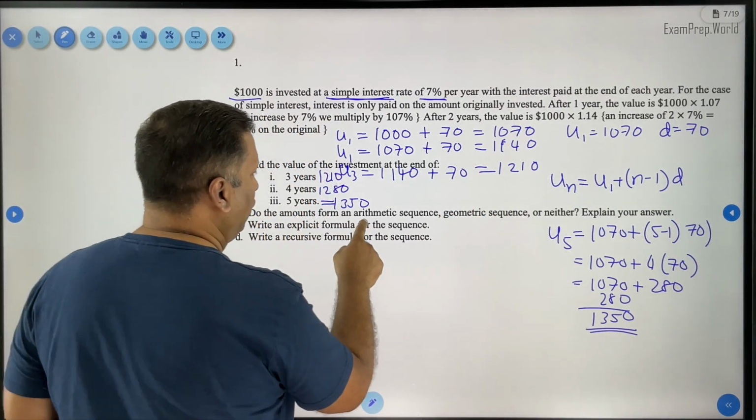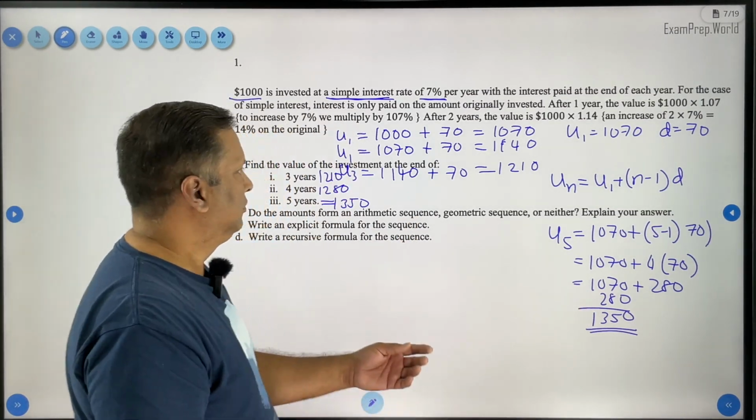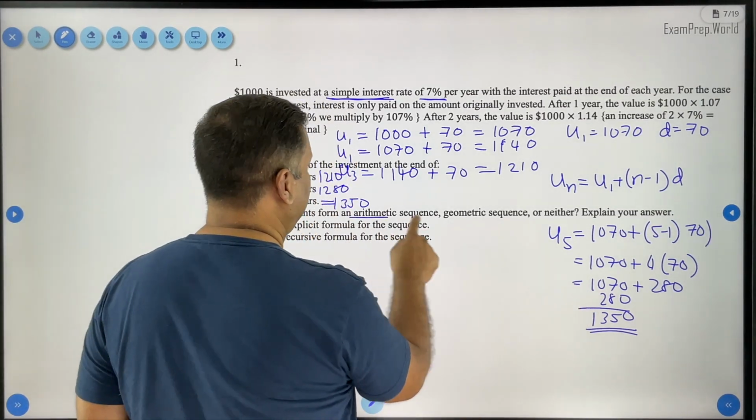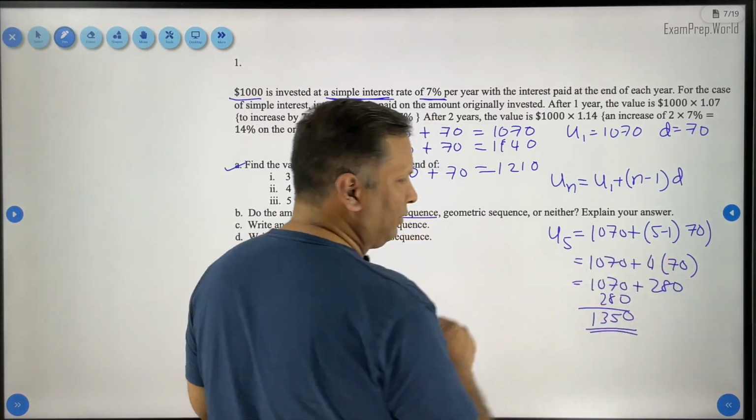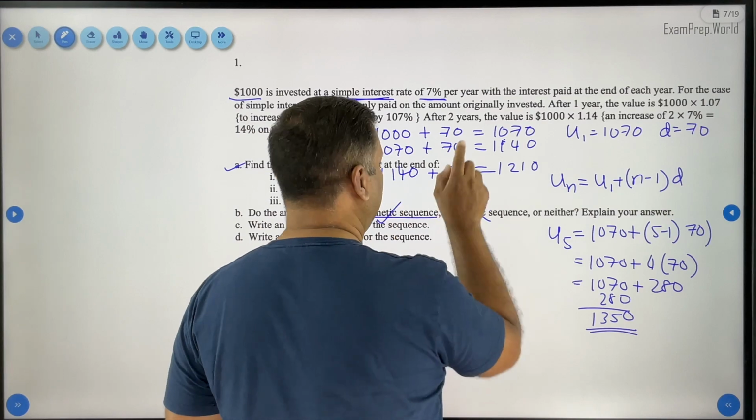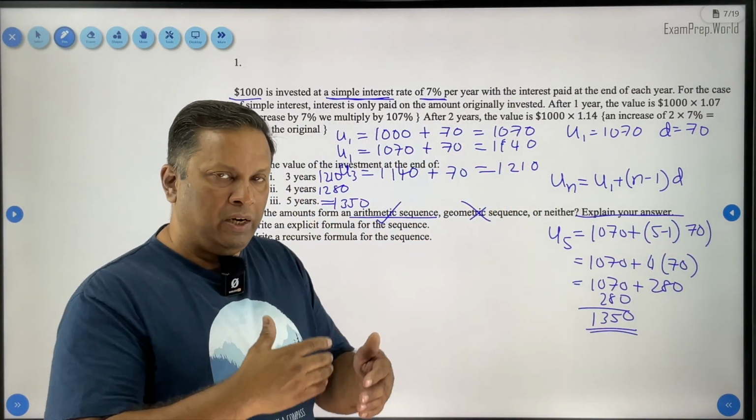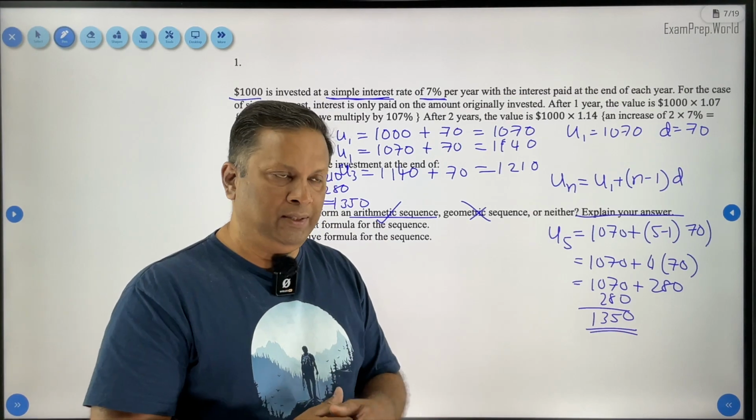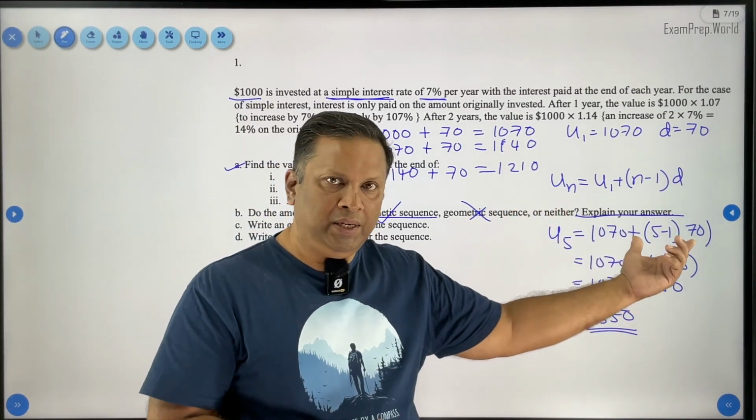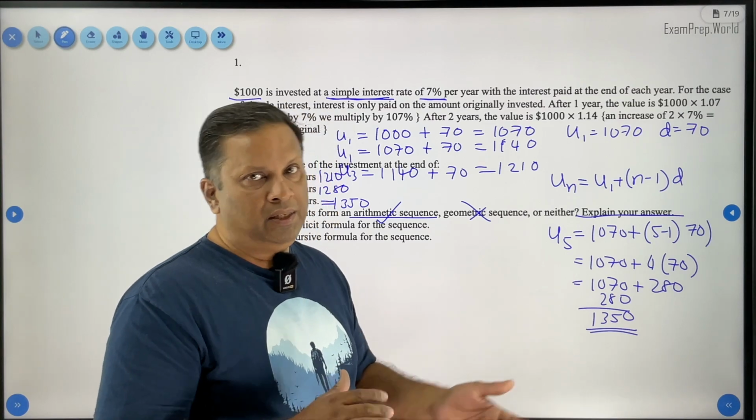Do the amounts form an arithmetic sequence? Yes, we already identified it is an arithmetic sequence. Why? Because there is a common difference of 70. So it is not a geometric sequence. It is definitely an arithmetic sequence. Explain your answer. How will you explain? Because the amount after every year is following a general trend with a common difference of 70. So the moment we have a common difference of 70, we say it is an arithmetic sequence.